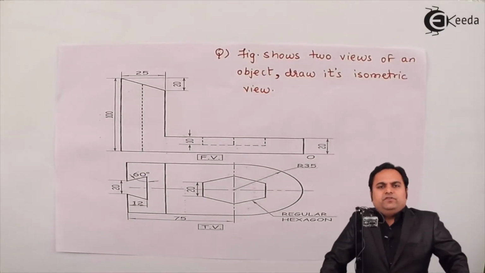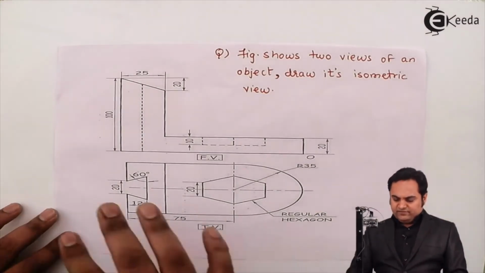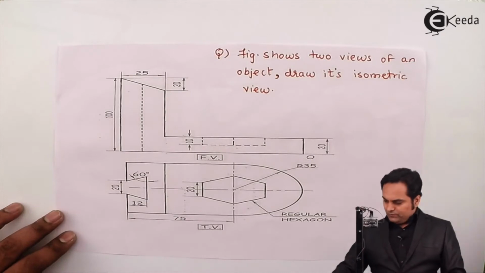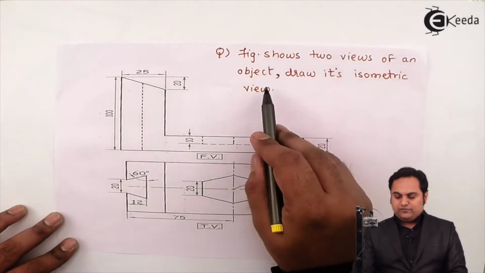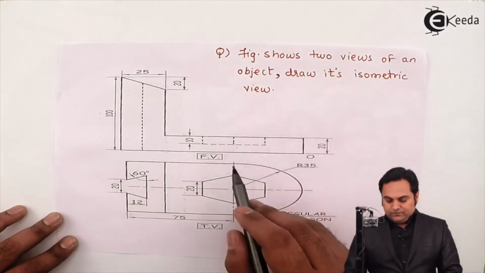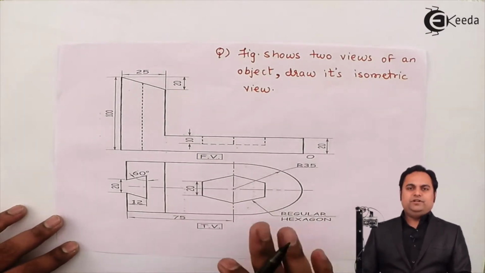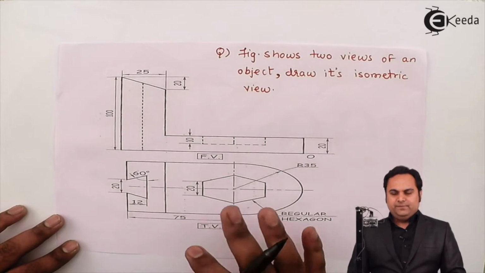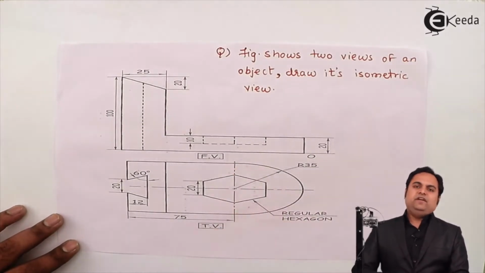In this video, we are going to see a question on isometric projections. For that, here we have the diagram which they have given. It is said that the figure shows two views of an object. Draw its isometric view. So the two views are given, that is front view and top view, and we have to draw the isometric view. It means the 3D diagram, that is the conversion of 2D into 3D, is called isometric drawing.